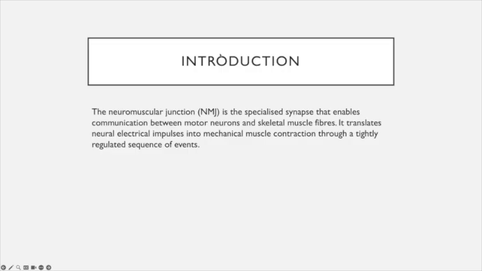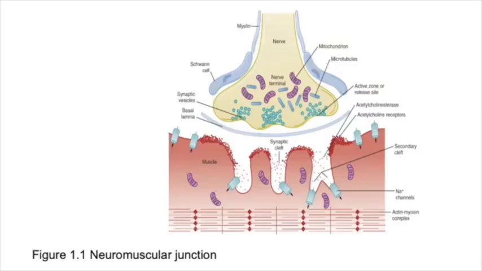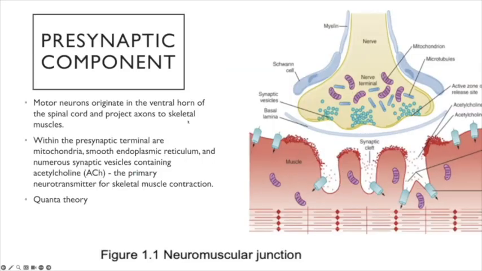The neuromuscular junction is a specialized synapse that enables communication between motor neurons and skeletal muscle fibers. It translates neural electrical impulses into mechanical muscle contraction through a tightly regulated sequence of events. The neuromuscular junction consists of three main components: the presynaptic terminal, the synaptic cleft, and the postsynaptic membrane. So this is an artist's impression of the neuromuscular junction, which consists of the presynaptic component, which is what you can see at the top, the synaptic cleft, and the postsynaptic component.